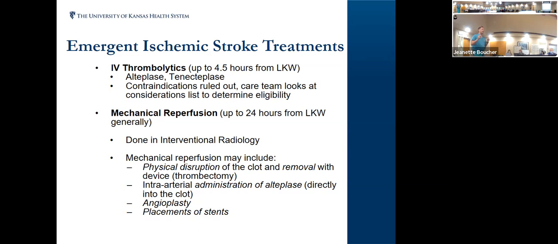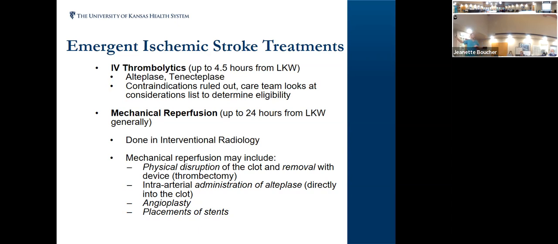We can give clot busting drugs to certain people if the stars are aligned right, they're not on blood thinners. The clot busting drugs, you need to be seen typically within 4.5 hours of the symptoms starting. In some cases, if you wake up with the symptoms, we can do some additional imaging to see if you're eligible for the clot busting drugs.